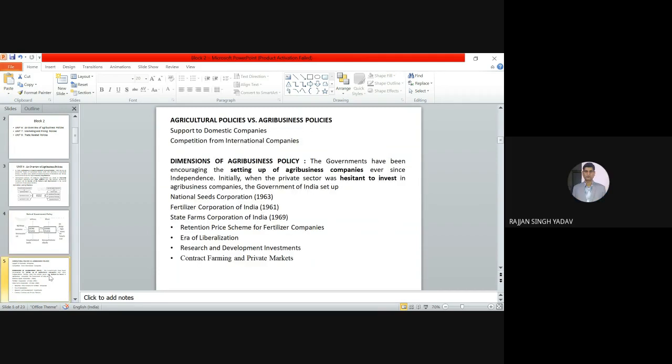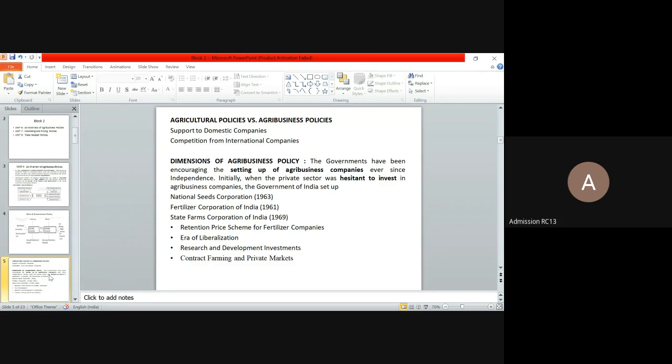So next we'll move on to agricultural policies and agribusiness policies. Two things are there for that. Support to domestic companies will be there. Domestic companies dealing with agricultural policies can get into agribusiness, and by following agribusiness, they will have support. So both domestic companies and international companies can benefit from agricultural and agribusiness policies. That is what relates to both the policies.